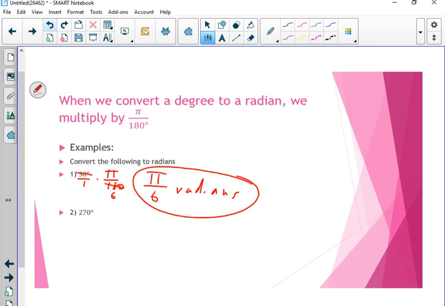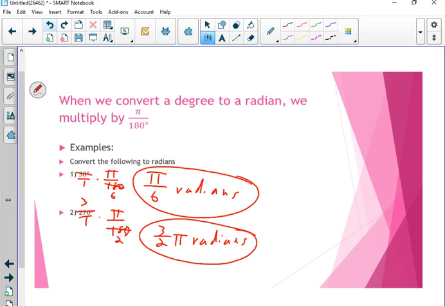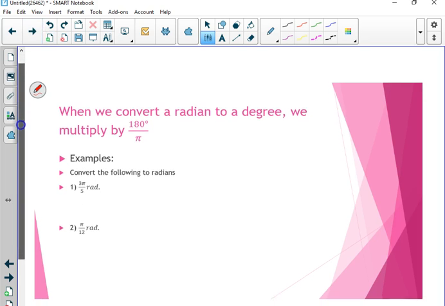Clean it up so we're not crossing out words. Okay, so 270 over 1 times pi over 180. Okay, well, what goes into 270 and 180? 90. How many times? 3 times? 2 times. So that's 3/2 pi radians. It'll get better after we practice some more.